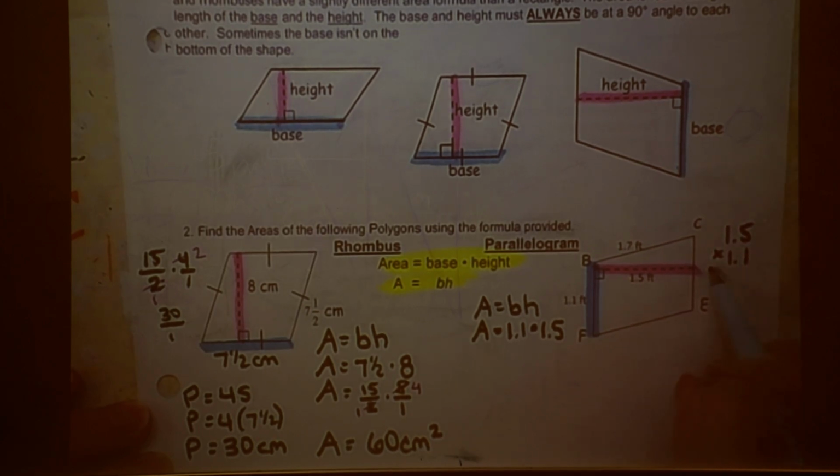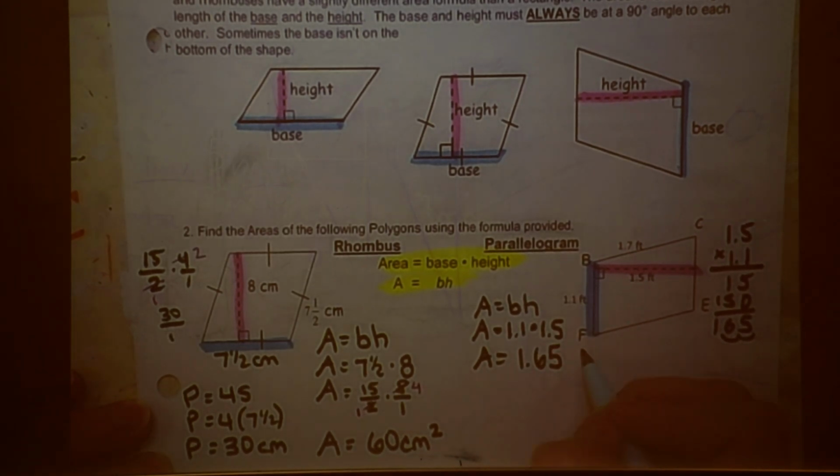So off to the side. And move my decimal point into its correct spot there. Area equals 1.65. The units are feet, so area would be feet squared.